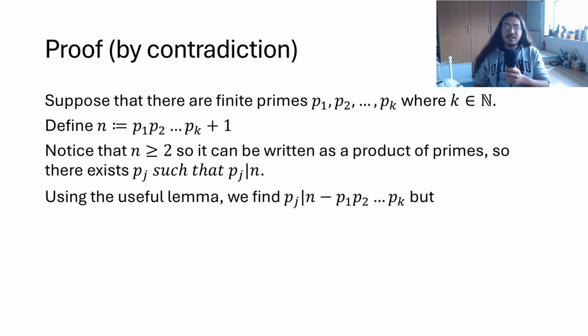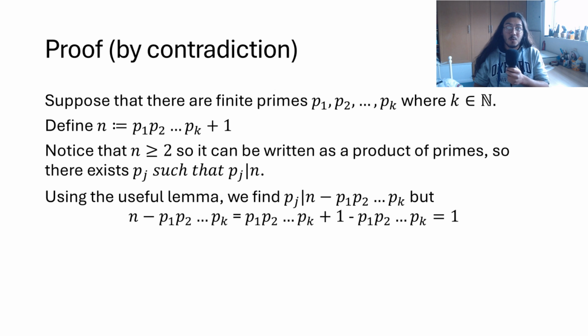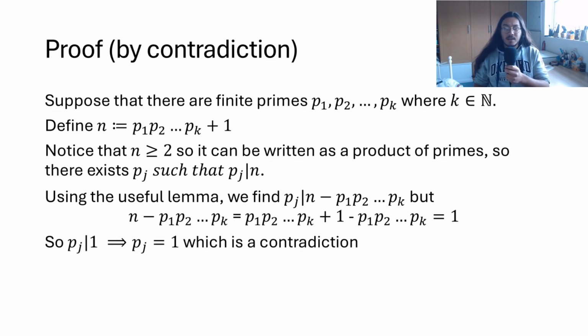So now, using the useful lemma, we find that pj divides n minus the product p1 to pk. But let's look at what that is. What is n minus the product of p1 to pk? Well, that's just equal to 1. So that means pj must divide 1, which then implies that pj is equal to 1.